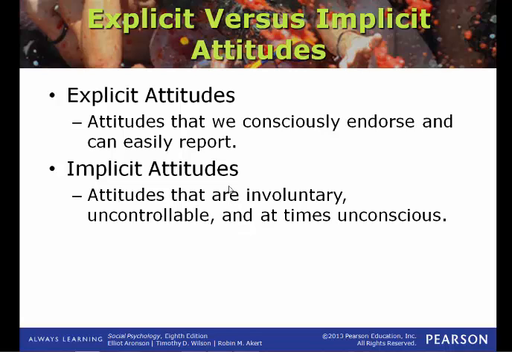So when we're talking about attitudes, we need to talk about the difference between explicit and implicit attitudes. An explicit attitude is an attitude that we can consciously endorse and can easily report. So an explicit attitude is one that we know about. When we say consciously, we know about this attitude and we can tell other people about it. This is different from an implicit attitude, attitudes that are involuntary, uncontrollable, and at times unconscious. So we might not even be aware of it.